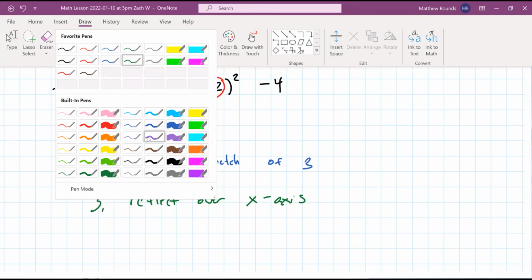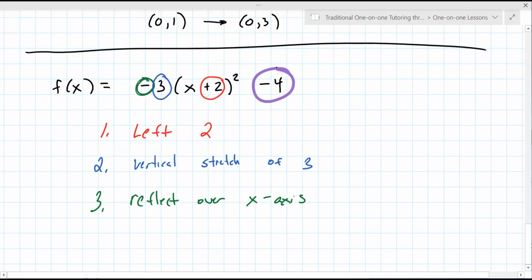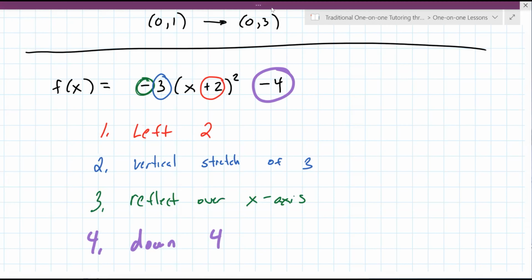Yes. And then let me grab another color here. That one's really thick. 4. This is down 4. Okay. So the graph starts at 0.